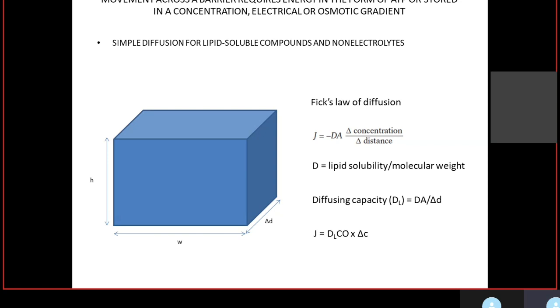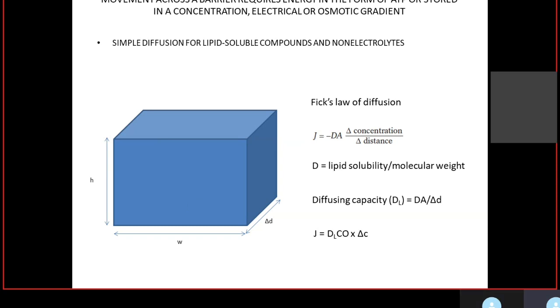And if you look at this very well, it also makes sense. Since the barrier we're dealing with here is a lipid barrier, molecules that love lipid will go through faster than molecules that are water soluble. Does that make sense?